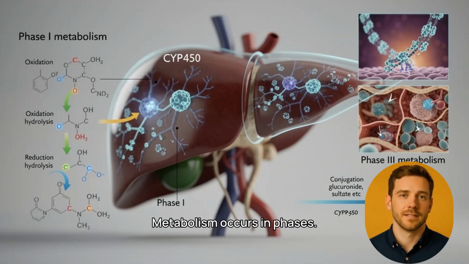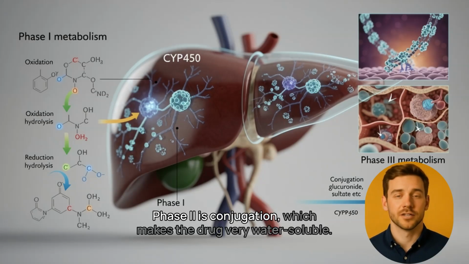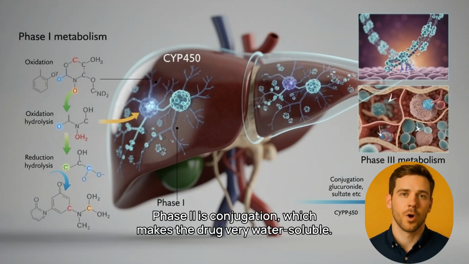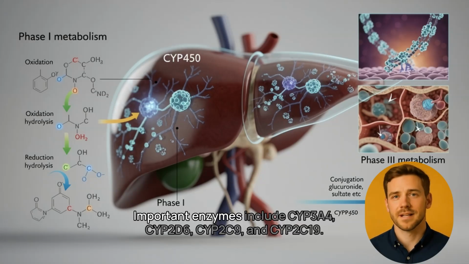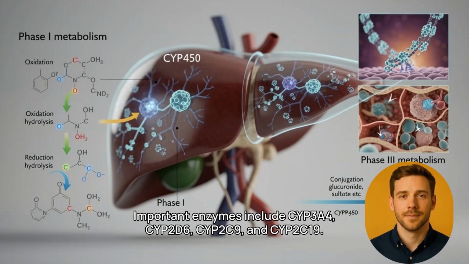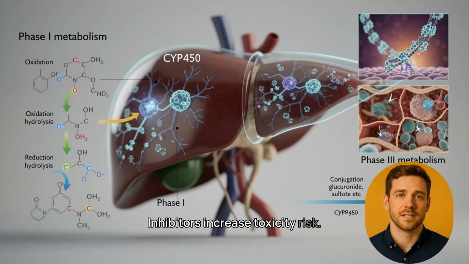Metabolism occurs in phases. Phase 1 involves CYP450 enzymes and makes the drug more polar. Phase 2 is conjugation, which makes the drug very water-soluble. The cytochrome P450 system is crucial. Important enzymes include CYP3A4, CYP2D6, CYP2C9, and CYP2C19. Genetic variation affects drug response. Inducers decrease drug levels. Inhibitors increase toxicity risk.